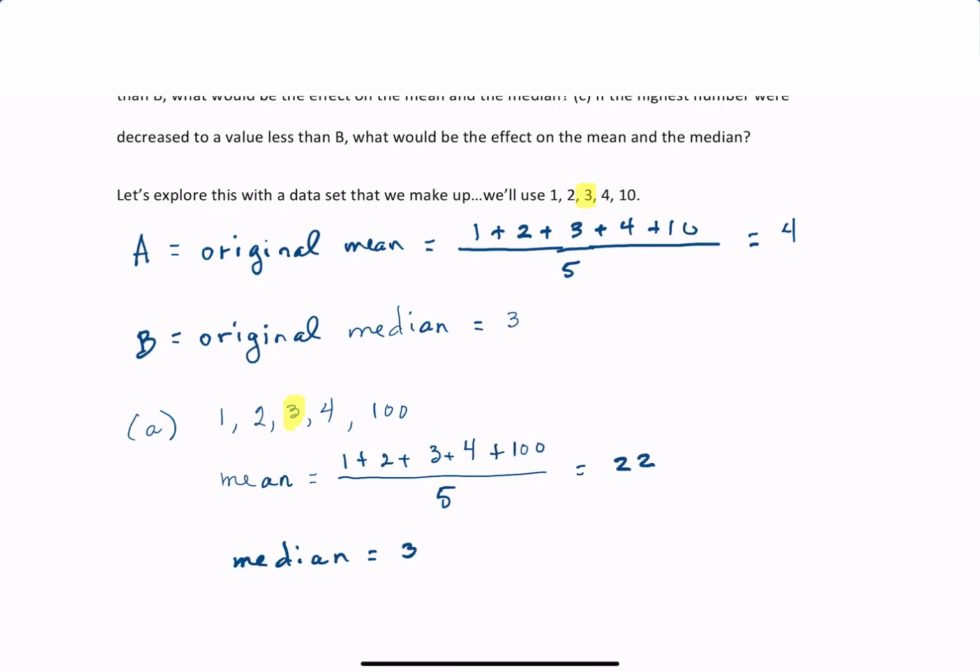So increasing that highest data value increased the mean by quite a lot. The mean went from 4 to 22, but the median stayed the same. So this is another example of the mean being sensitive to changes in data values where the median isn't necessarily so sensitive.